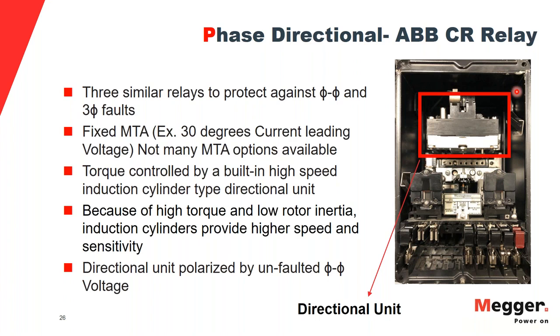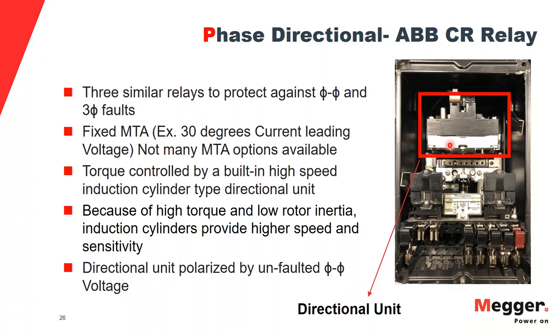The directional unit is induction cup type, and then you have a time overcurrent unit sitting just below the induction cup type unit, which is the induction disk type unit. That's your 51 unit, and that's your 67 unit. That's your directional check unit. Since this ABB-CR relay is an electromechanical relay, it's a single phase relay, so you need all 3 relays connected in your system. You need 3 relays to protect your 3-phase system. So you need similar relays.